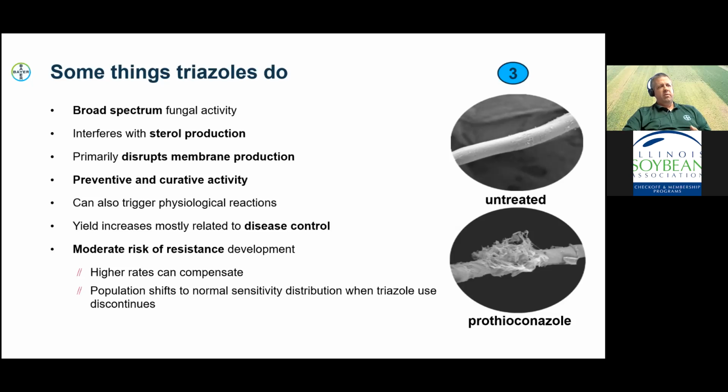So we do see from the triazoles also some physiological reactions like we talked about with the strobies, but a lot of that effect comes from the strobilurins. Most of the yield increases in triazoles come from actual disease control and not so much from those physiological reactions in the plant. We can see some resistance development to triazoles. One thing that's common with this kind of chemistry is we can apply a higher rate of the fungicide and we can overcome that resistance in a lot of cases.